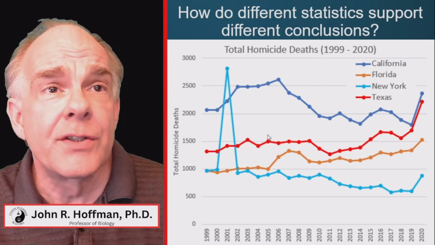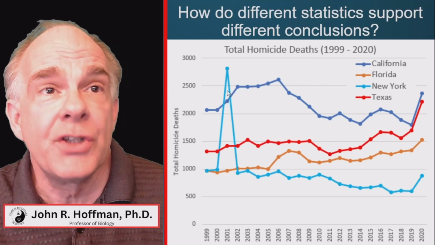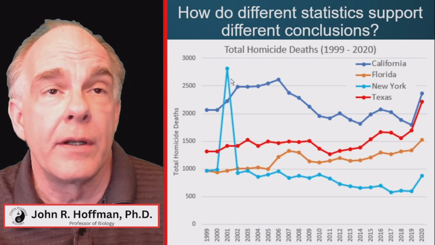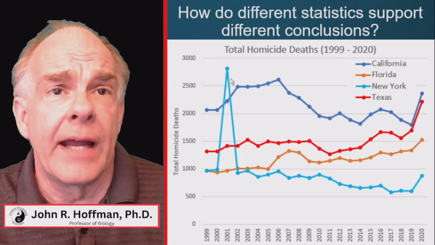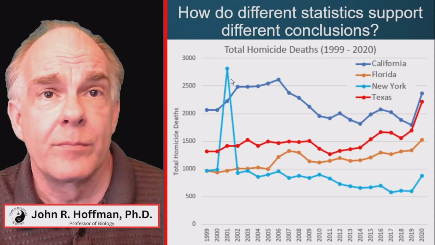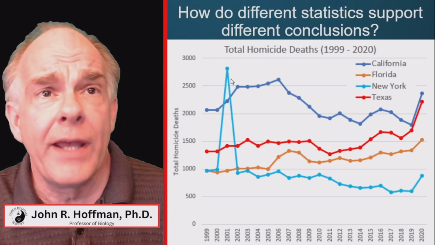If we take a look at this, the one thing that stands out is this huge number of deaths that occurred in New York in 2001. If we think about that, that is representing the deaths that are associated with 9/11. Is this an appropriate way to present the data?